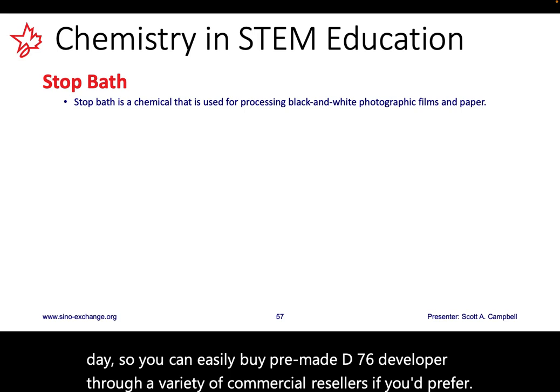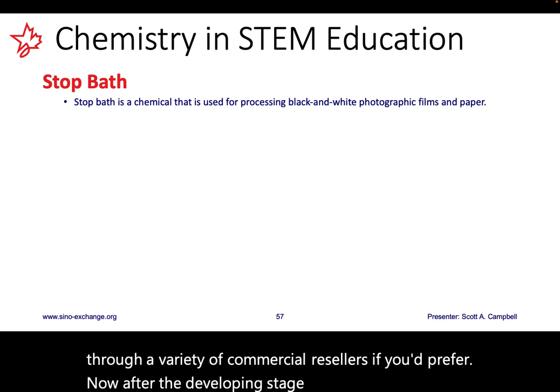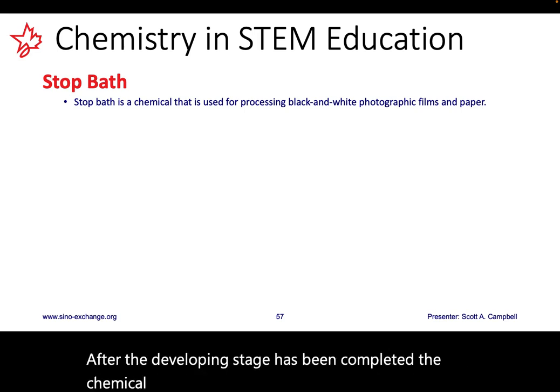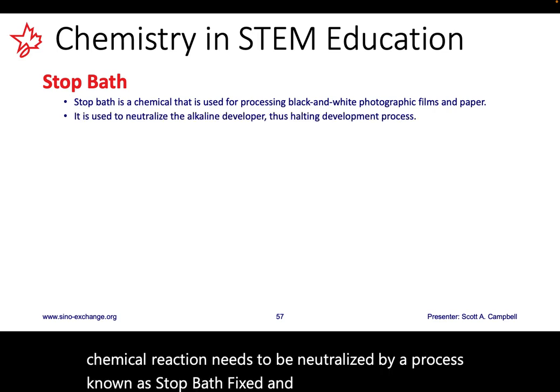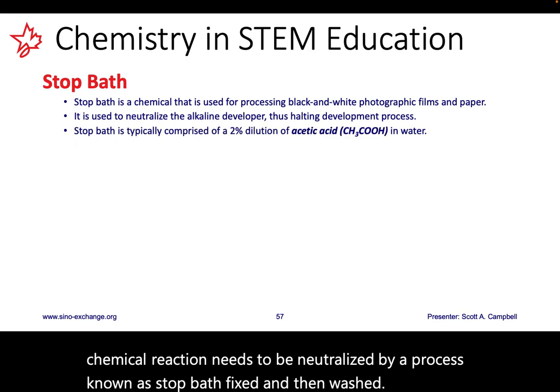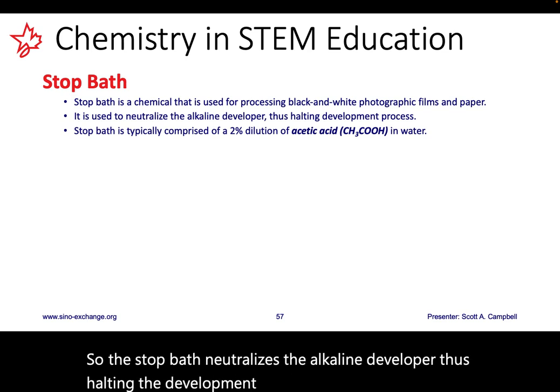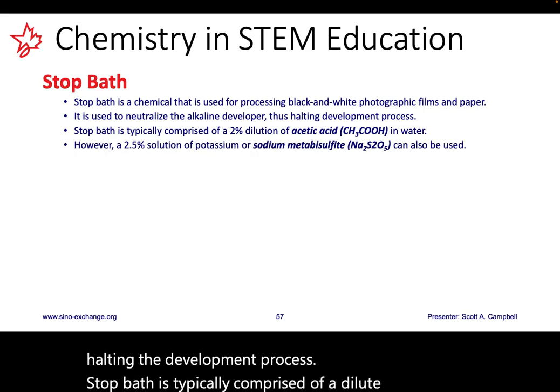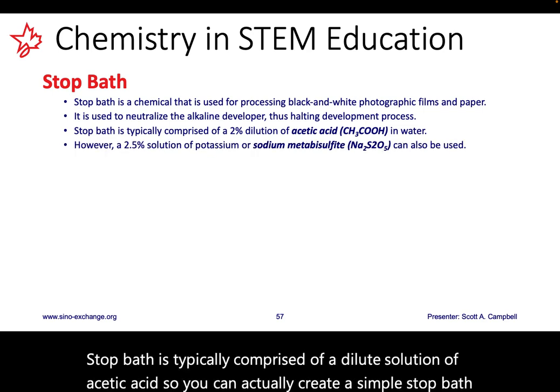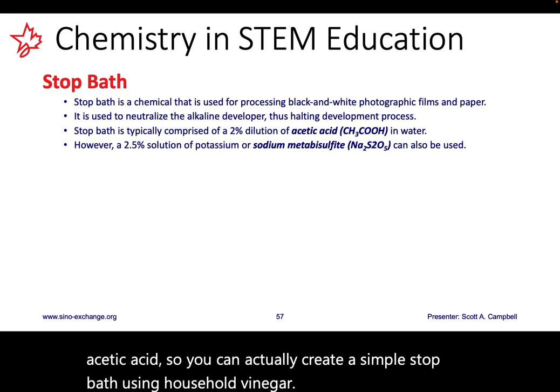Now, after the developing stage has been completed, the chemical reaction needs to be neutralized by a process known as stop bath, fixer, and then wash. So the stop bath neutralizes the alkaline developer, thus halting the development process. Now, stop bath is typically comprised of a dilute solution of acetic acid, so you can actually create a simple stop bath using household vinegar. However, a solution of potassium or sodium metabisulfite can also be used.